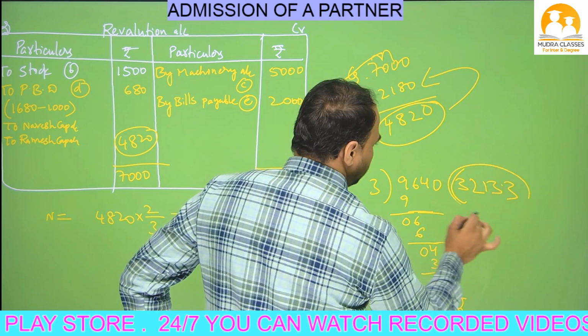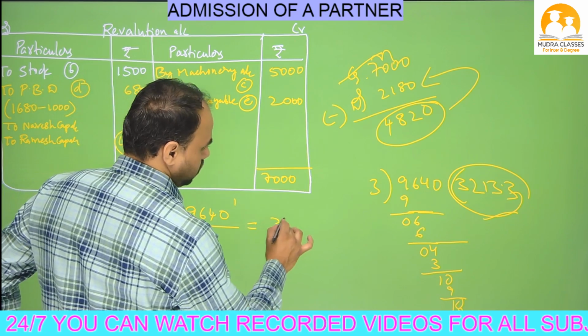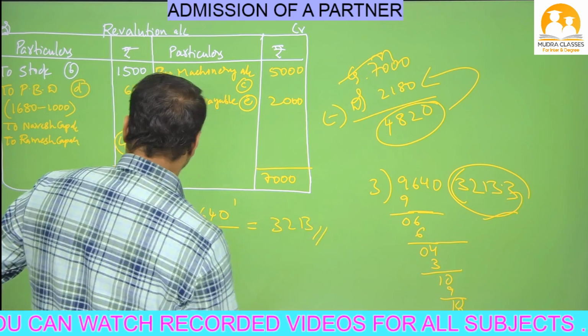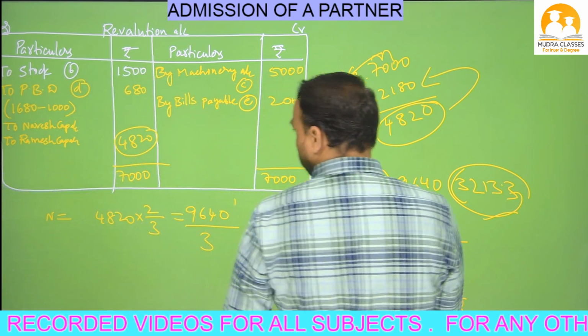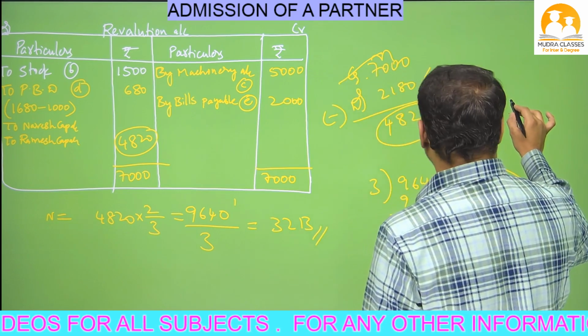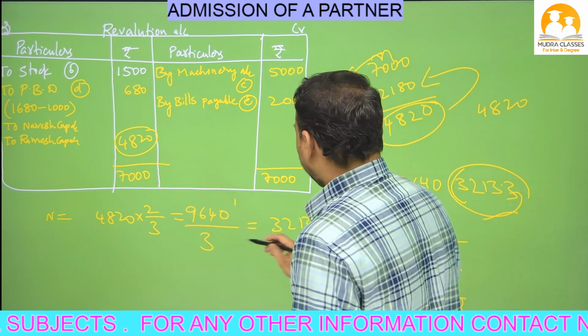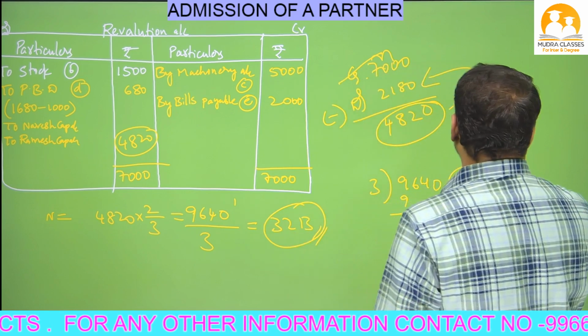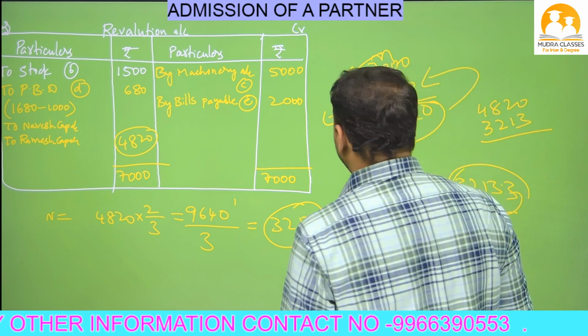So this will repeat. So 3213 is the share of Naresh. And what about Ramesh? From the 4820, you do minus 3213. The remaining amount belongs to Ramesh.